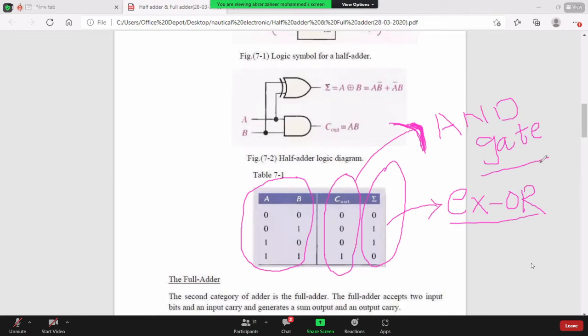So in the half adder logic diagram, we can see that the inputs are A and B, and for the sum, the output is A XOR B. And for the carry, it is equal to A and B. So sum is equal to A XOR B, that is equal to A dot B bar plus A bar dot B. And for carry, it is equal to A dot B. So any doubt in this half adder?